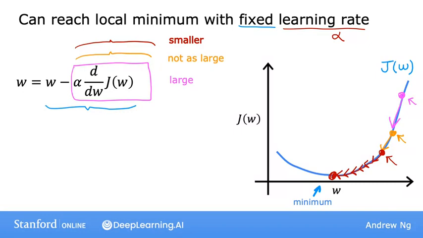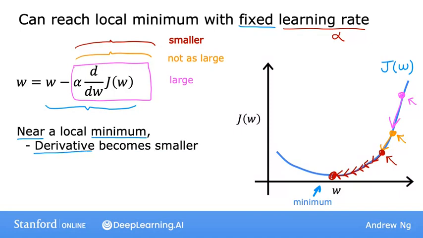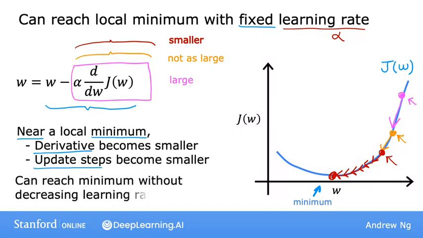So just to recap, as we get nearer a local minimum, gradient descent will automatically take smaller steps. And that's because as we approach the local minimum, the derivative automatically gets smaller, and that means the update steps also automatically get smaller, even if the learning rate alpha is kept at some fixed value. So that's the gradient descent algorithm. You can use it to try to minimize any cost function J, not just the mean squared error cost function that we're using for linear regression.